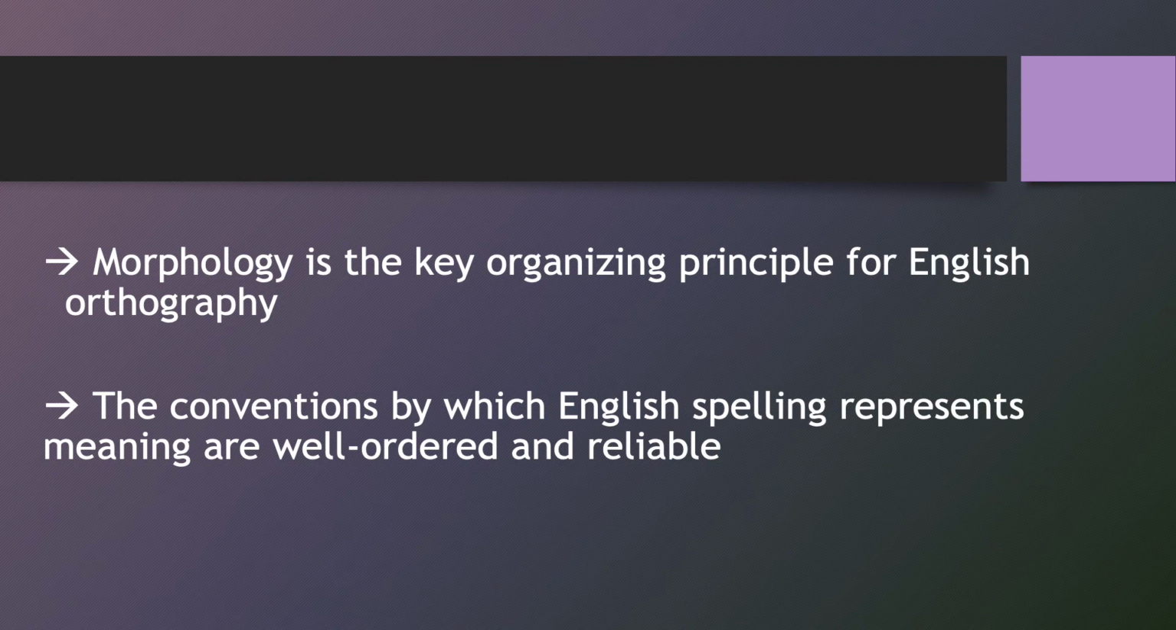So with these facts in mind, then, we see that morphology is the key organizing principle for the orthographic system in English. And this is why the examples I'm going to talk about in the next video really focus on morphology. And then we also have an understanding that the conventions by which English spelling represents meaning are well ordered and reliable. Again, getting back to this idea that it's not just an irregular system, hodgepodge of everything. Things actually make sense. We just need to understand the basics of how the system works.